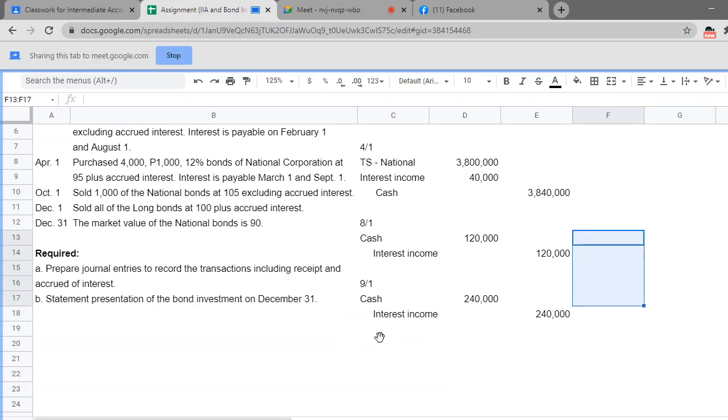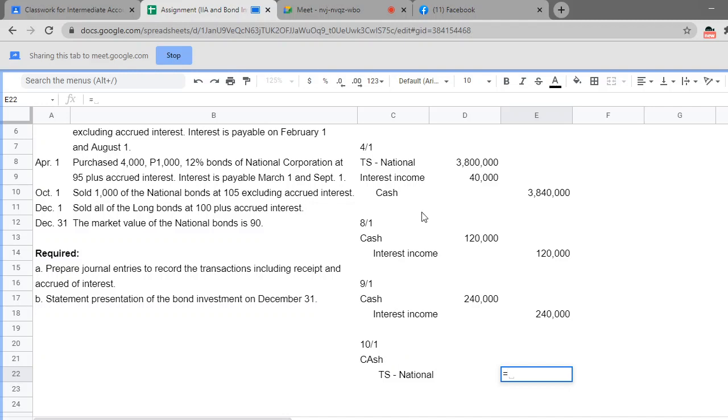Now, on October 1, we sold 1,000 of the national bonds. So we sold them, and basically we receive cash. And since we sold them, they are removed, but not all. Right? Only 1,000. We have 4,000 bonds. Therefore, of the 3.8 million, we sold only 1,000 over 4,000. That's 1/4. So, we eliminate 950,000.